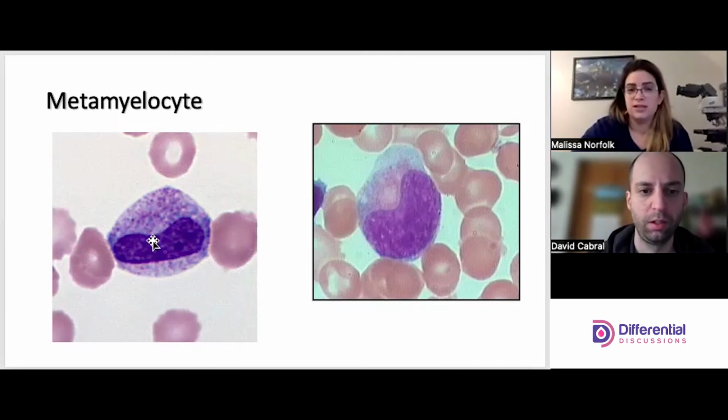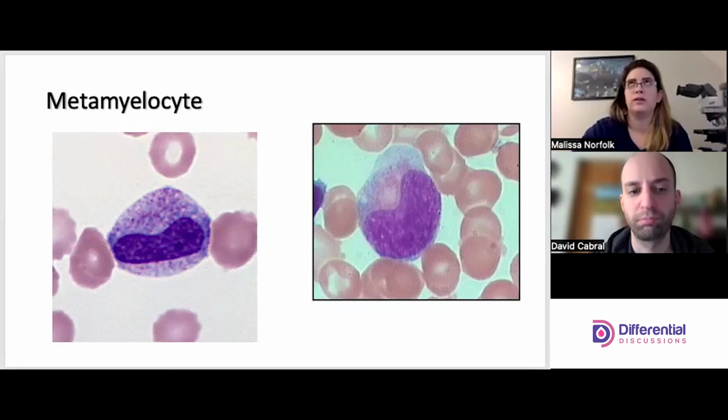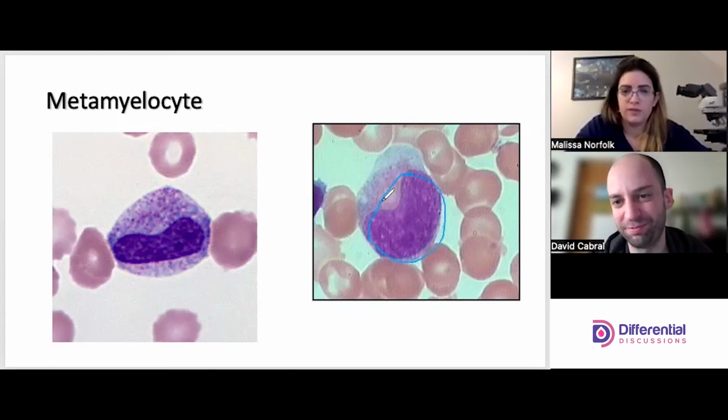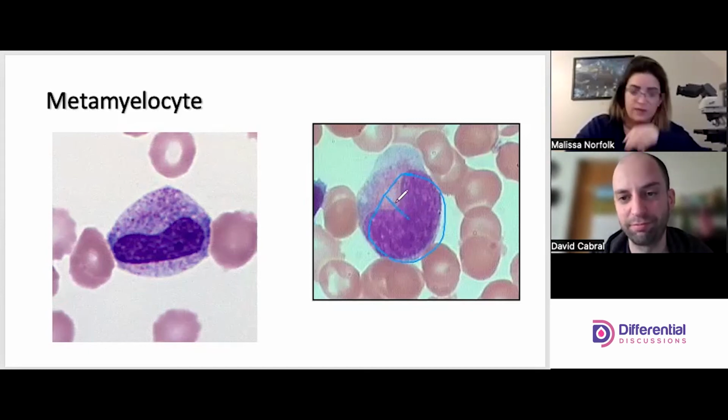So it just starts to indent. We call it the kidney bean shape sometimes. You see this indent is a little bit bigger than this indent. But generally, we define the indent as being less than 50% the width of the nucleus. So let's draw. This is the width of this nucleus here. If this indent is less than 50%, then it's still a metamyelocyte. Let's say 50% is about here. That is less than 50%.